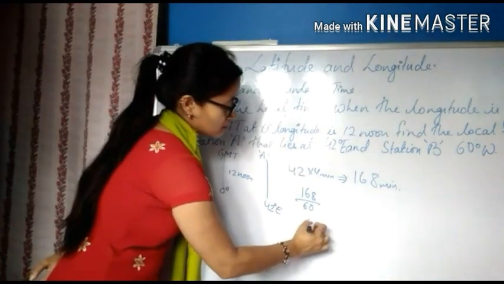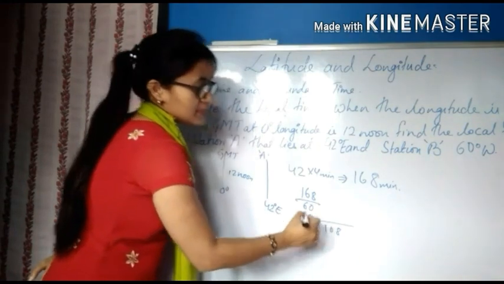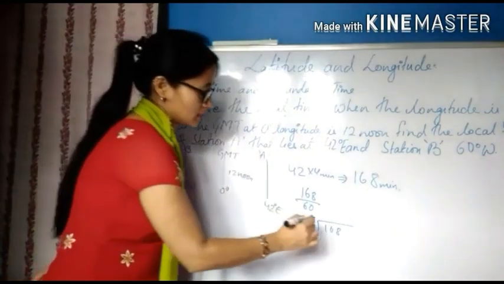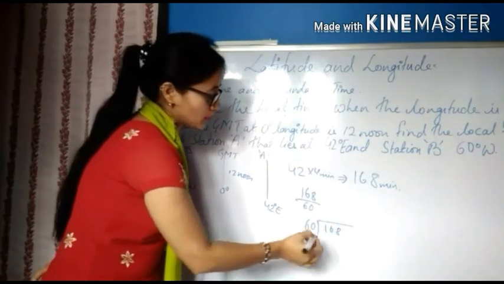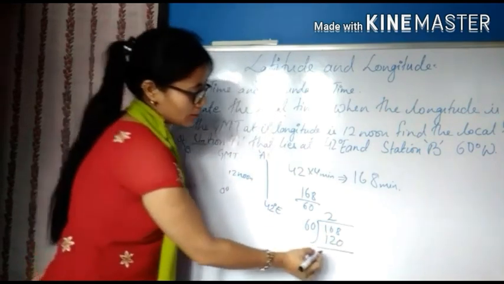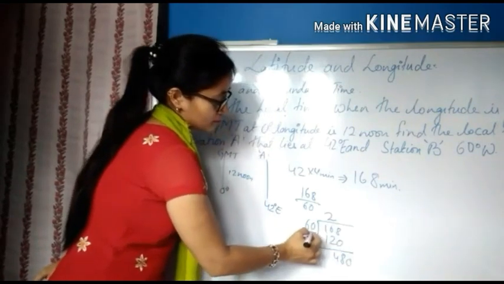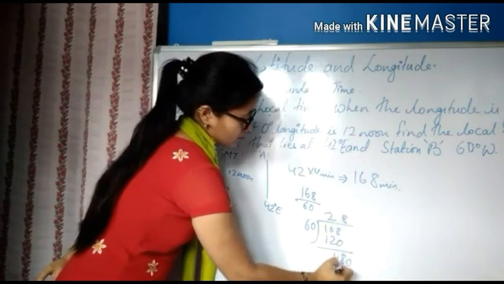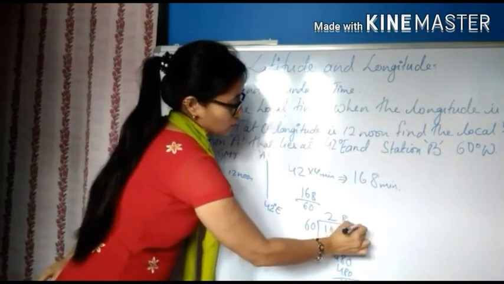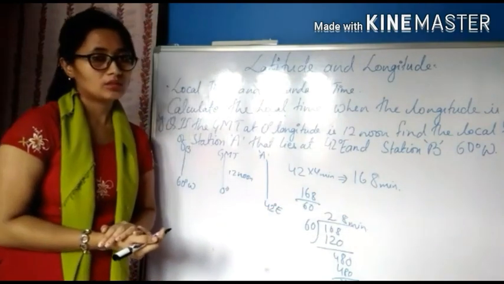Okay, let us calculate in this way. 6 1s are 60, 6 2s are 120 and 6 3s are 180. So 180, 6 3s it won't be. So how much will it go? 6 2s are 120. Now what do you have to do? Minus 168 minus 120. How much will you get? 48 minutes. 6 8s are 48. So what is the answer you got? 2 hours and 48 minutes.